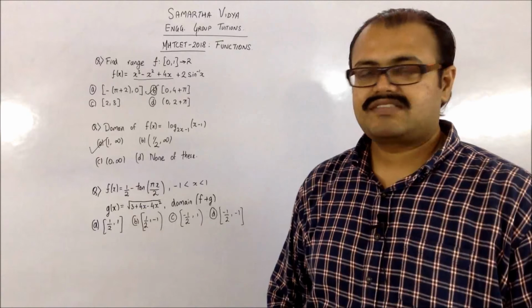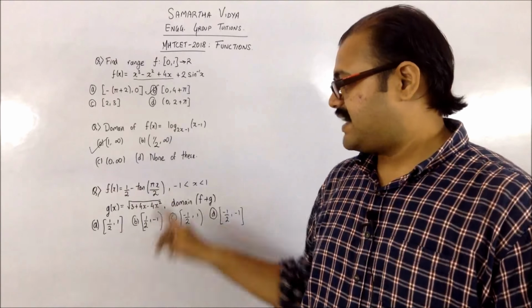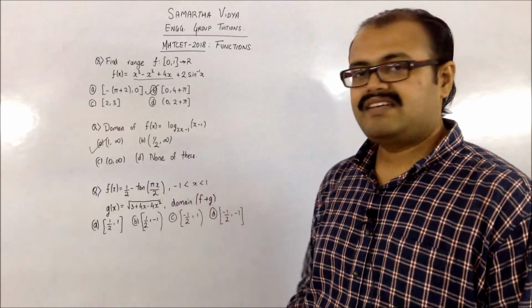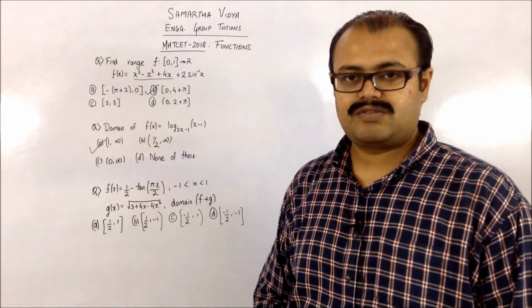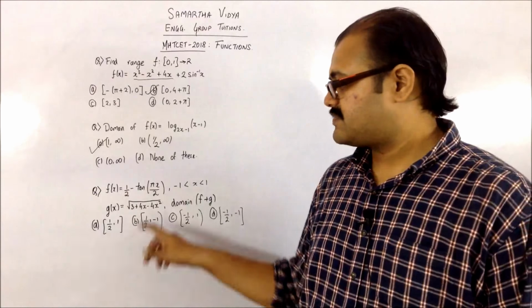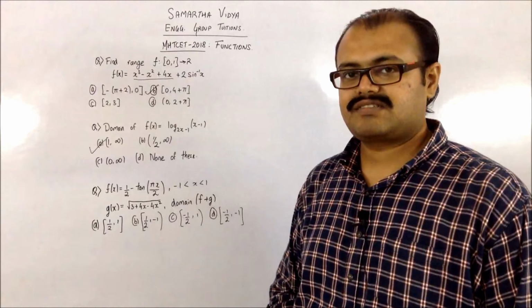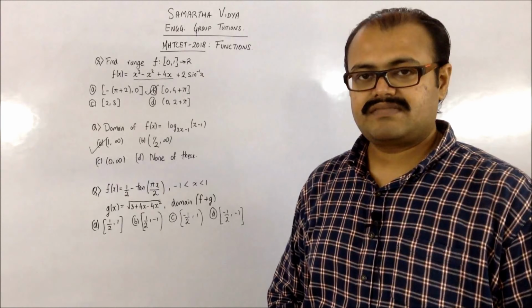Considering the next question, which is f of x equals half minus tan pi x by 2 for the domain which is minus 1 to 1. So the x value which you are going to have is minus 1 to 1. g of x is defined as root of 3 plus 4x minus 4x square. Now for that, the domain is not given.